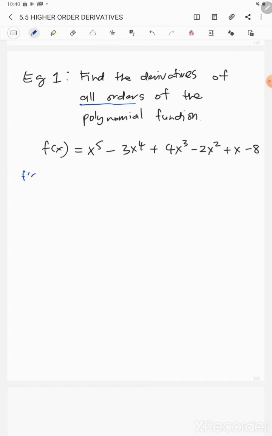First order, differentiate as usual, like you always do. So now we have 5x power 4. We bring 5 to the front of x and then the power will be minus 1. Minus 12x power 3, plus 12x power 2. We have 4x cubed, minus 4x, we differentiate 2x squared, plus 1, because we differentiate x. Minus 0, no need to write 0.